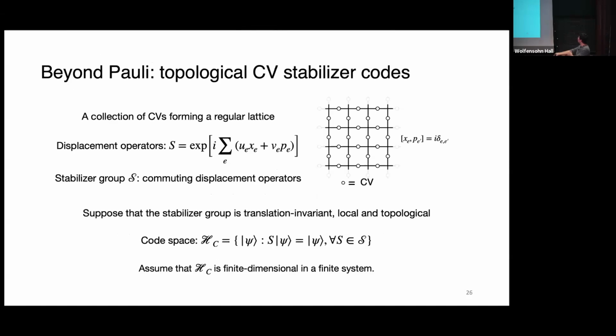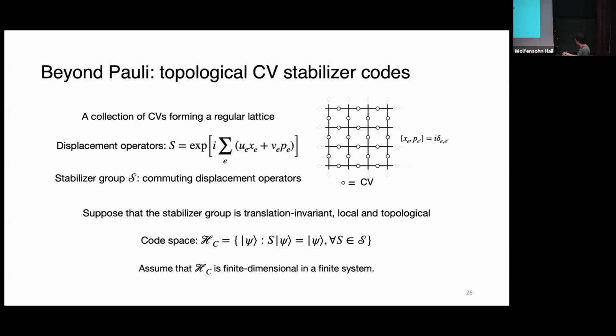All right. Similarly, generalizing the Pauli stabilizers, we can have topological continuous variable stabilizer codes, which are defined roughly as follows. We have a collection of these oscillators or continuous variables forming some regular lattice. On these oscillators, we have displacement operators, which are exponentials of linear combinations of x and p. While I'm still going to use the same name, a stabilizer group is a set of commuting displacement operators. That's what I'm going to call a stabilizer group in this case. I think this is also known as a multi-mode GKP code, but with a locality requirement, of course. That's what we want to do.